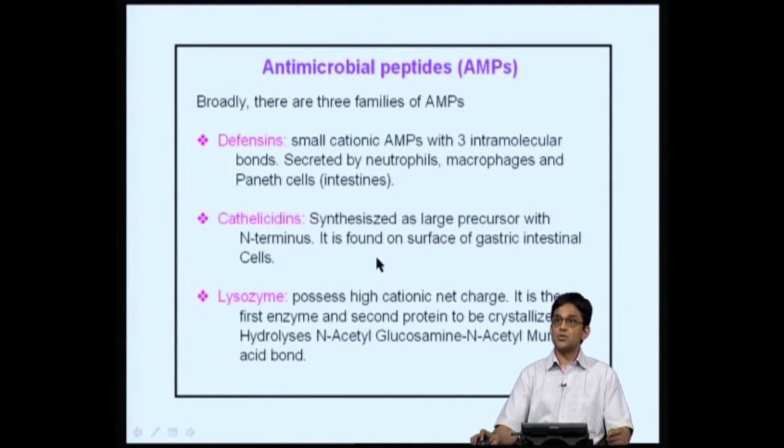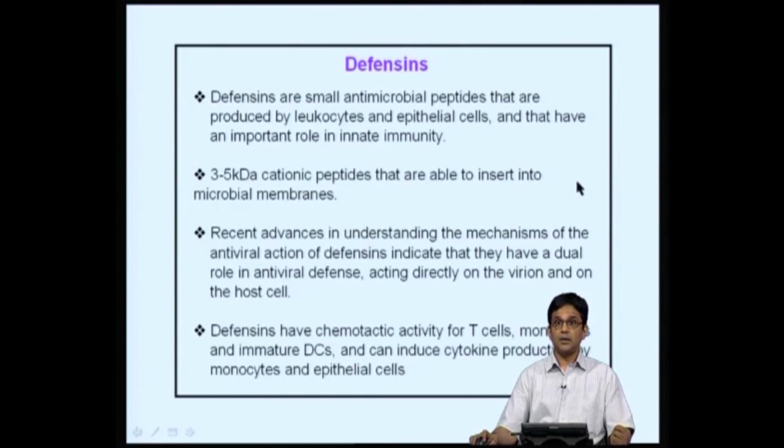The other one is lysozyme, and lysozyme, as you should know, is the first enzyme and the second protein to be crystallized. It hydrolyzes the N-acetylglucosamine and N-acetylmuramic acid bond, which is present in several bacteria. Lysozyme is present in our tear secretions and other fluids, and it helps in cleavage or lysing of bacteria in a non-specific manner.